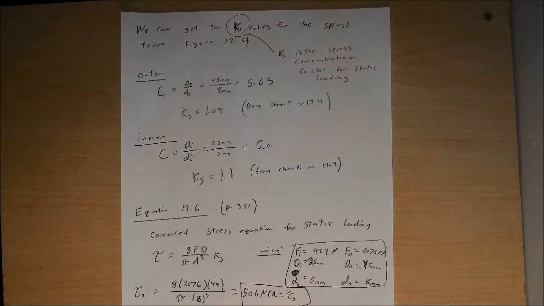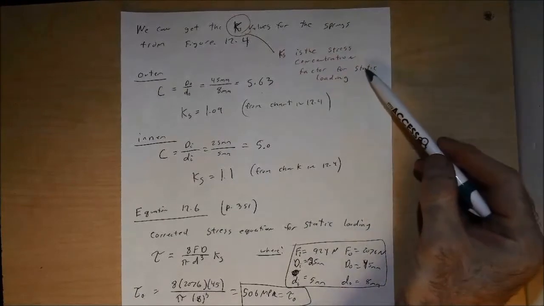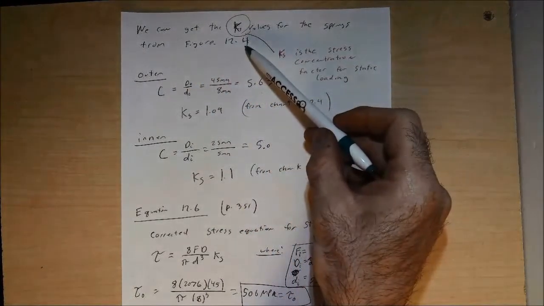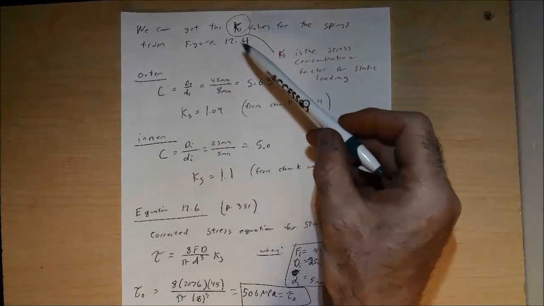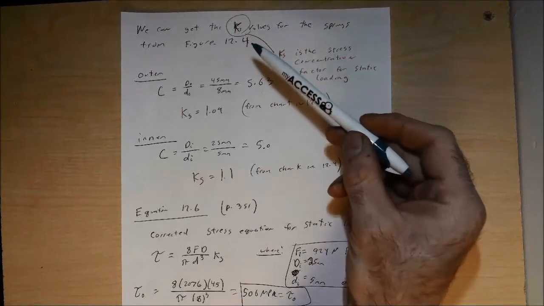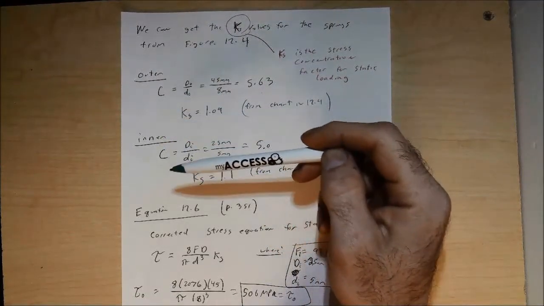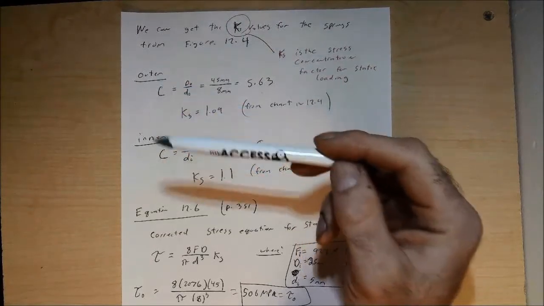So the next thing that we want to do is get our K sub S values for the springs, where K sub S is the stress concentration factor for static loading. Now, we can go to figure 12.4 to the chart there and back out our K sub S values from that. But in order to do that, we're going to need our C value, our capital C, which is the ratio between our diameter of our coil and our wire diameter. And we got a different one of those for our inner and our outer coils here.